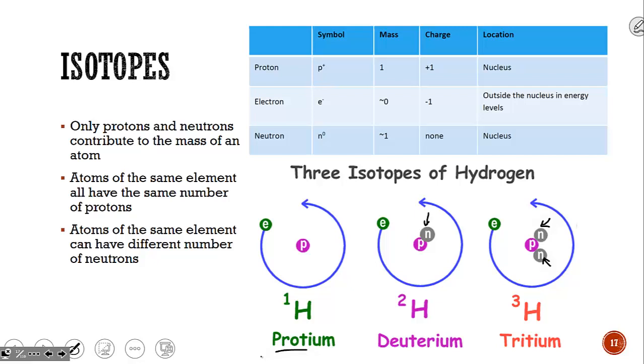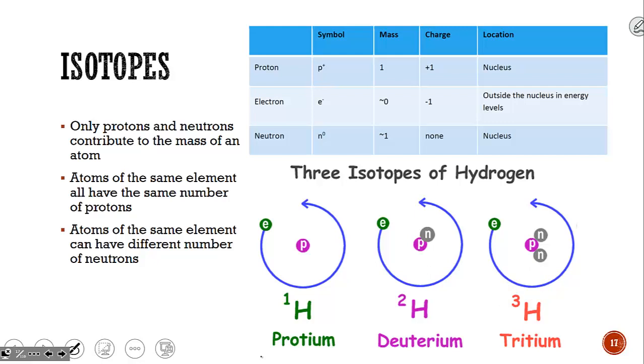Hydrogen can be a little heavier by having one proton and one neutron for a mass of 2. This is known as deuterium. It is the same as hydrogen, has the same chemical and physical properties, it's just slightly heavier. And in very rare cases, a hydrogen atom can have 2 neutrons and a proton for a mass of 3 atomic mass units, known as tritium. Exceedingly rare, but it is an isotope of hydrogen.